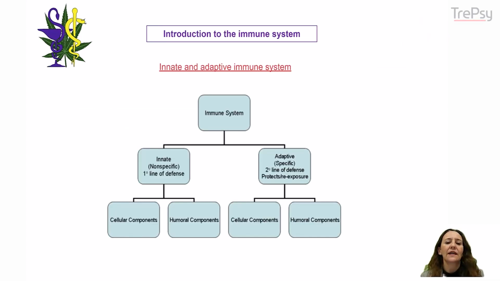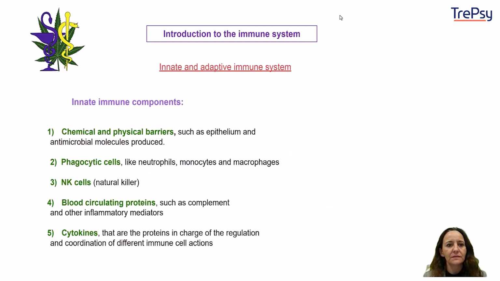First of all, just to remind you that the innate and adaptive immune system have two different branches. The first one is the innate, and it has both cellular and humoral components, and the adaptive immune response is the specific one, and as well it has cellular and also humoral components.